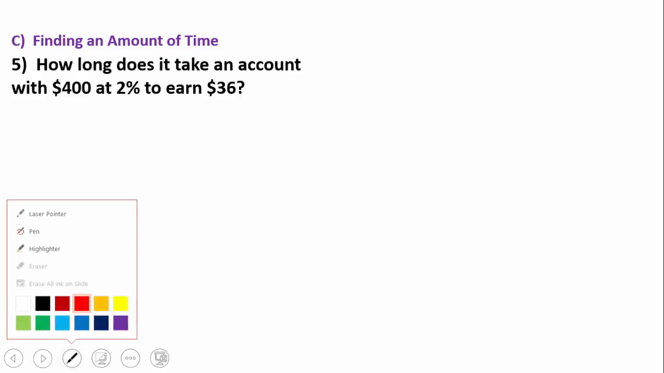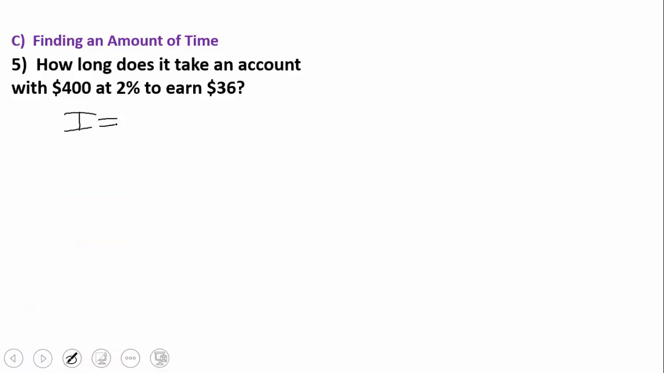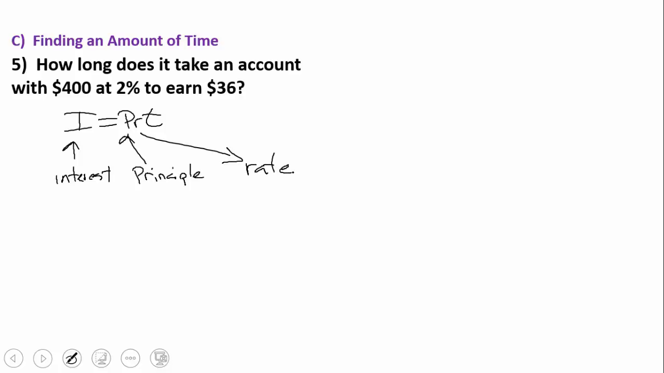So of course, we remember, I like a different color. We remember I Pert. I equals PRT. Interest, principal, rate, and time.